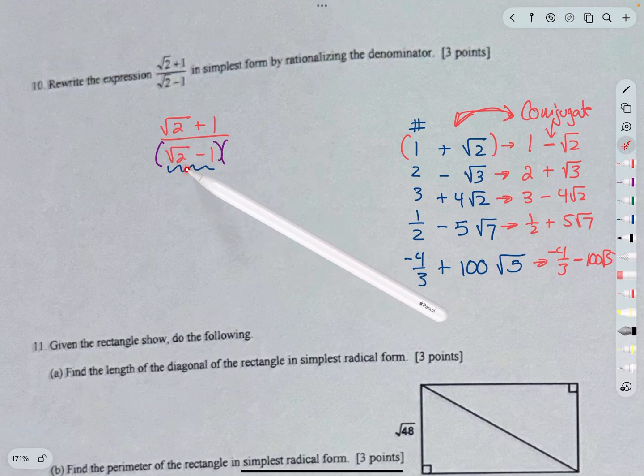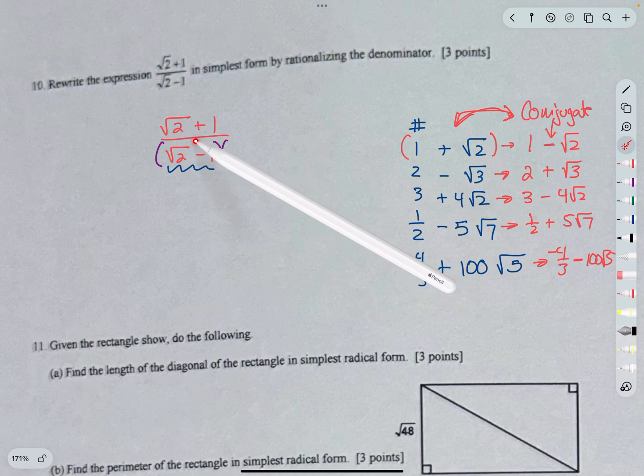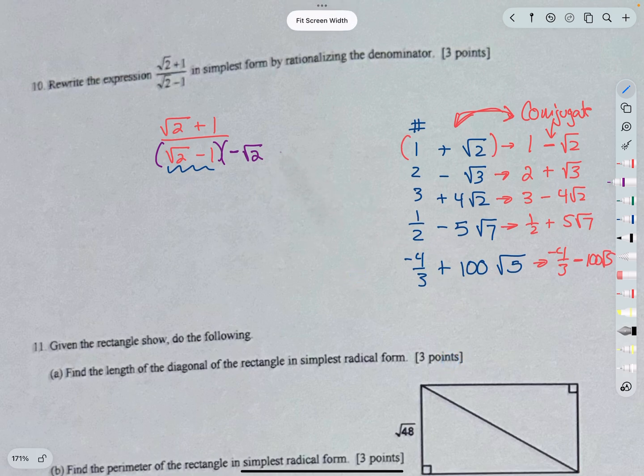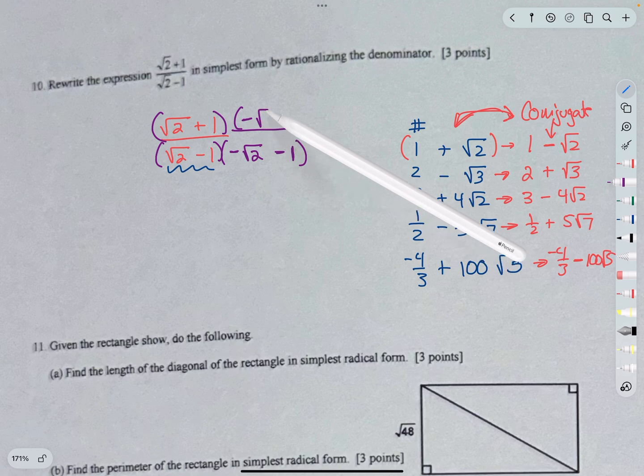It's binomial, a radical part and an integer part. The conjugate is: change the sign in front of the radical. So it's not about where it's located, it's that it is a radical. And so instead of a plus √2, I use a minus √2. But I keep the sign on the rational part of it. And then I have to do the same thing to the top. So I decide my denominator, what I'm multiplying by, and then copy that to the top.